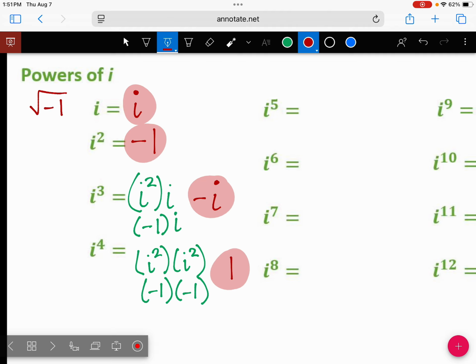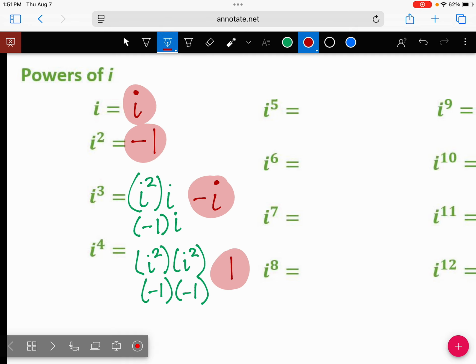So you're asking me for i to the power of 3? Yeah, I'm asking negative i, because isn't i already negative? No, i is positive. Yeah, i starts off positive. Now I got you. All right, so now we're going to keep breaking this down.